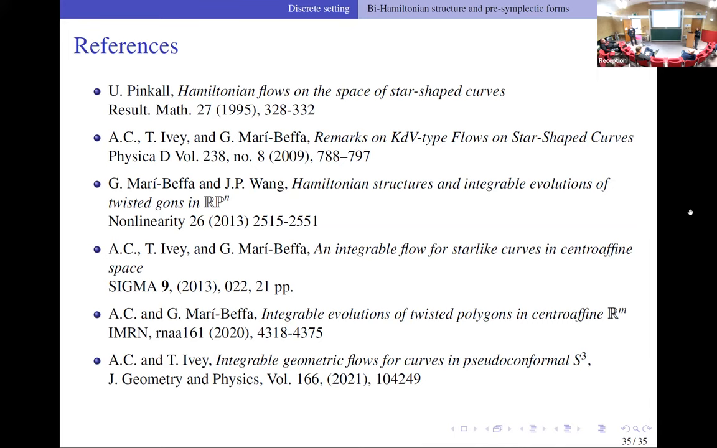How is it related to inverse scattering for those systems? How is it related to inverse scattering? So in the sense, how do you interpret geometrically the inverse scattering data?